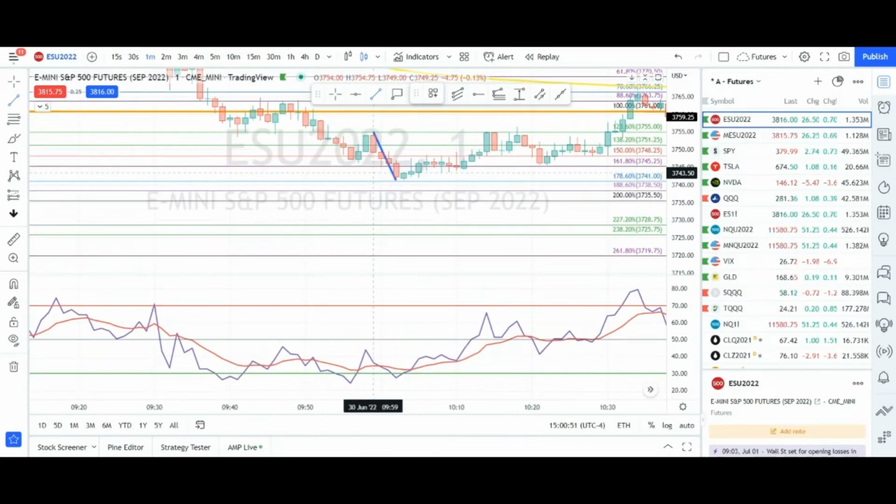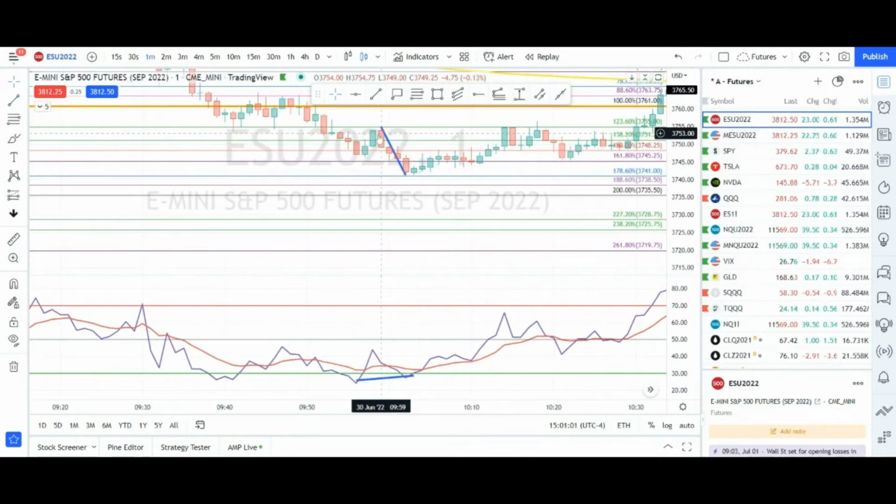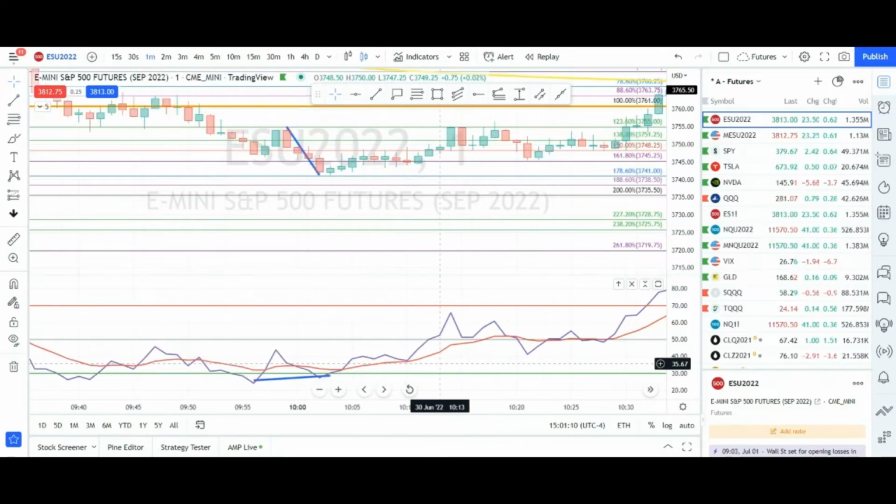If you will draw from this point to this point, RSI is going up, price is coming down, means this is a bullish divergence, you can say. Some people say divergence, convergence. I am just saying that okay, this is bullish divergence.